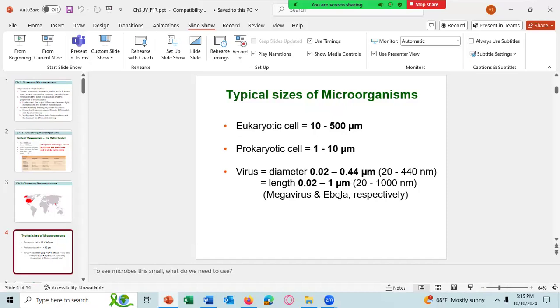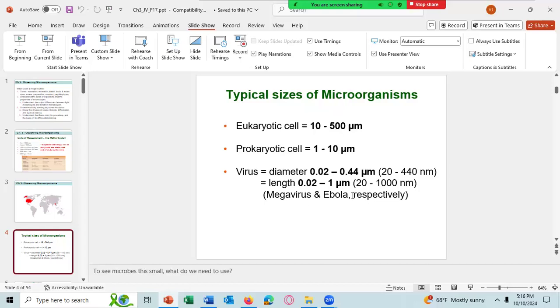The very largest virus we're going to talk about is megavirus. Ebola virus in its length is actually 1 micrometer in length, but its diameter is less than 0.44 micrometers because it's very long and skinny. So megavirus is the largest virus by its diameter.